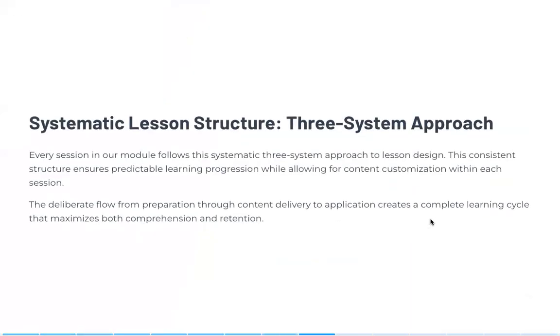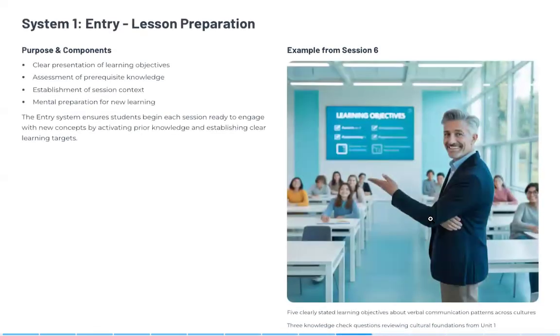So now let's talk a little bit about how lessons are structured in this module. All the lessons are structured based on a specific pattern that follows a three-system approach, starting with the first system, which is the entry system. Here, the purpose of this system is to have students know the learning objectives clearly and the expectations from them.